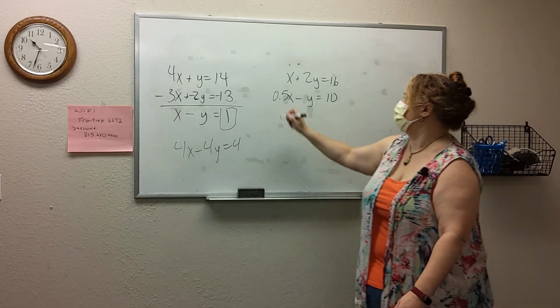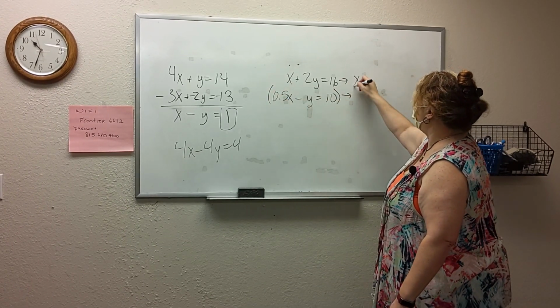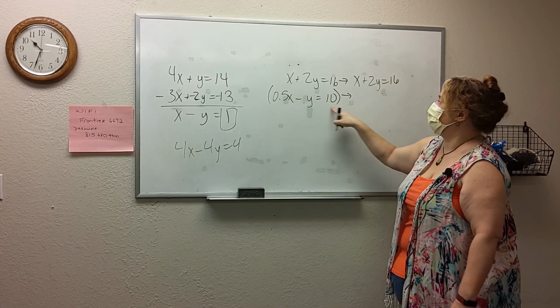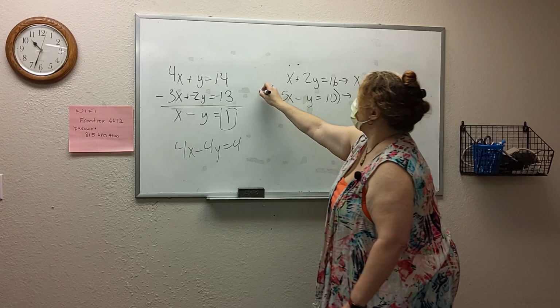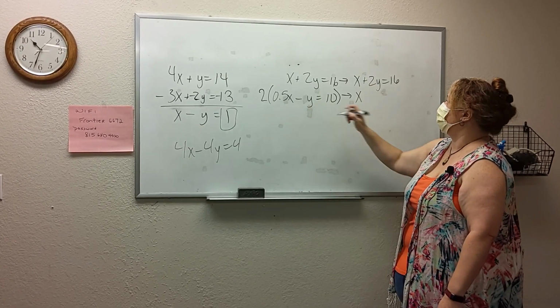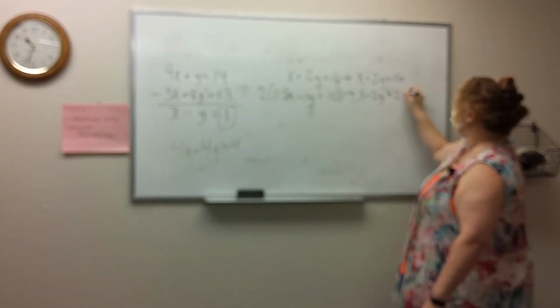Multiply by 2. Let's just multiply this by 2. I don't want that there. So I'm just going to recopy the top one. I want to multiply the whole bottom equation by 2, so, oh, I forgot to put the 2 out front. So 2 times 0.5 is x, 2 times negative y is negative 2y, 2 times 10 is 20. Okay.